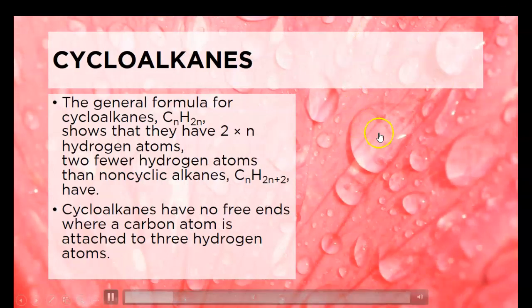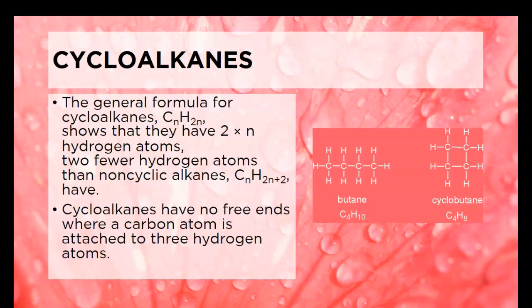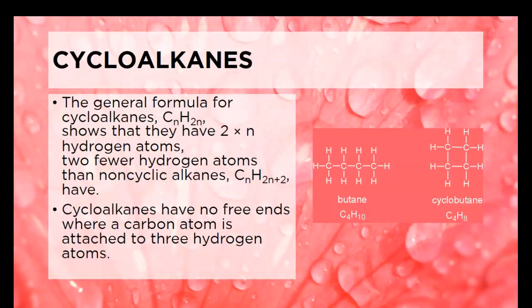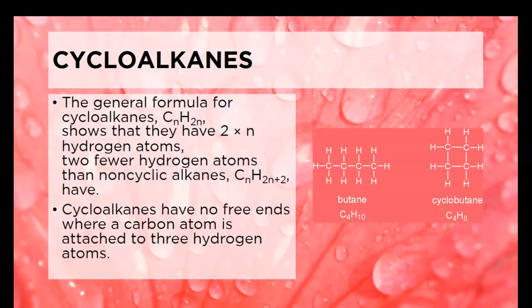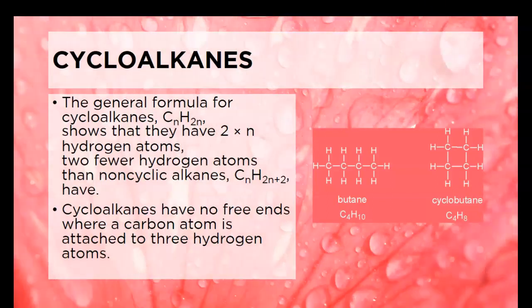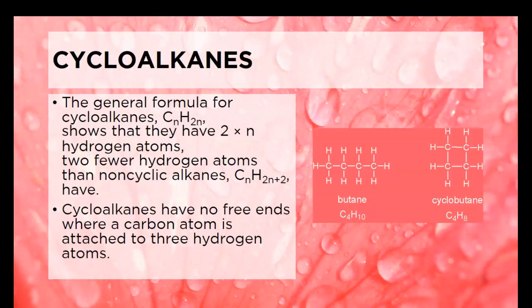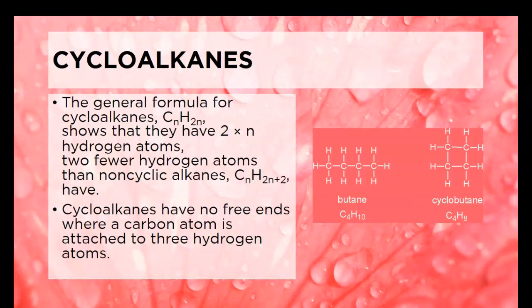So cycloalkanes are not quite like the regular ones, butane, for instance. Butane has a straight chain of C4H10. Cyclobutane has a circular pattern with 4 carbons, but notice we don't need as many hydrogens to complete all the bonds. So it's going to have 2 fewer hydrogens. So butane is C4H10, cyclobutane is only C4H8.